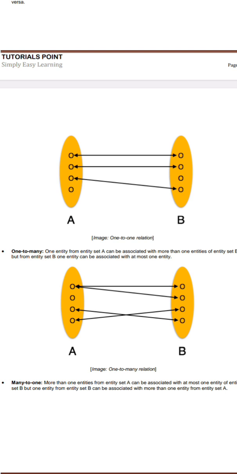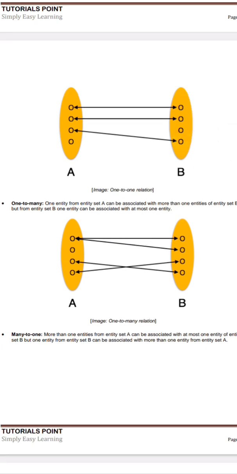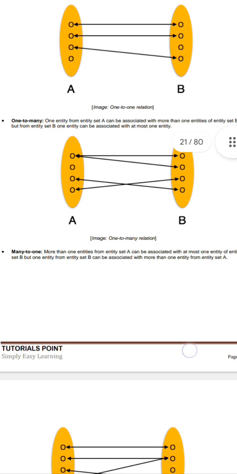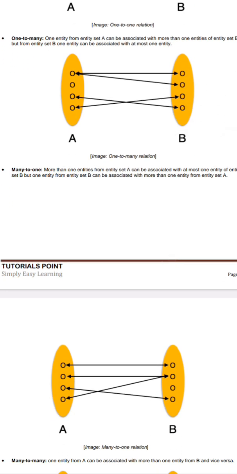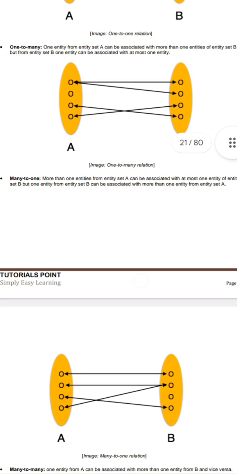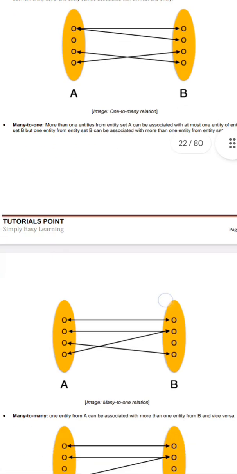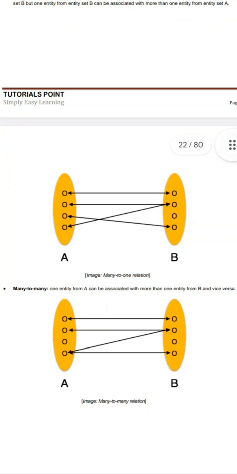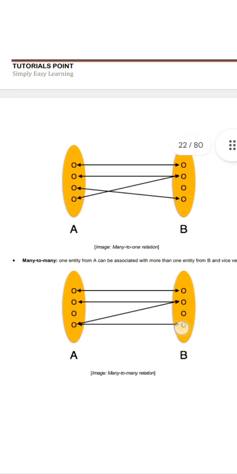From set B, only one entity can associate with one entity of set A. In a many to one relationship, more than one entity from set A can be associated with at most one entity of entity set B. In many to one, more than one entity can have a relationship with one entity of set B. Many to many is simple: one entity from set A can be associated with more than one entity from set B, and vice versa.